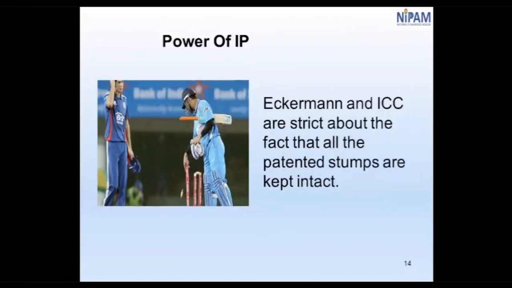Ackerman was the inventor. He invented the stump and the wicket, so Ackerman got a lot of money from that. This is the advantage of invention. Ackerman simply invented the LED stumps and wicket, and it is being used in cricket matches. Ackerman is simply sitting at home earning from it. That is the advantage of a patent. You can rule over that.